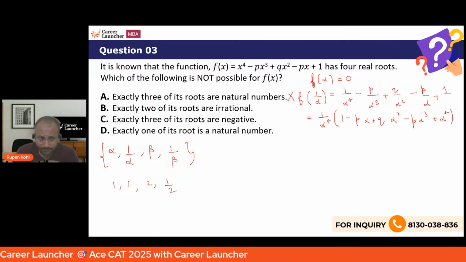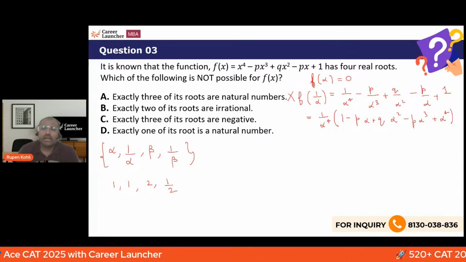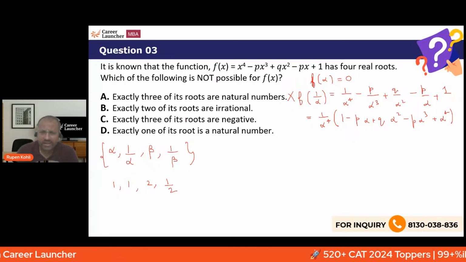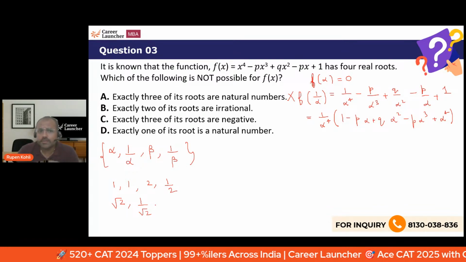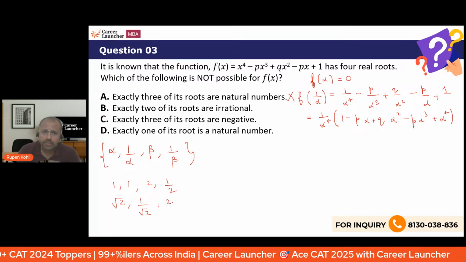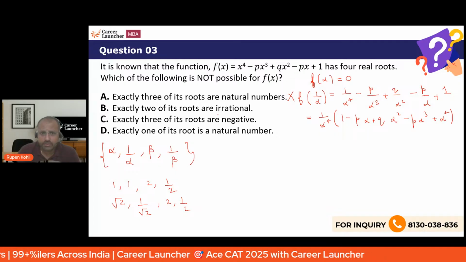Option B. Exactly 2 of the roots are irrational. Quite possible. Let's say alpha is root 2. Then the other root is 1 by root 2. So 2 of the roots become irrational. Let the other 2 roots be rational, let's say 2 and 5, so 2.5 is not needed. So this is also not my choice.